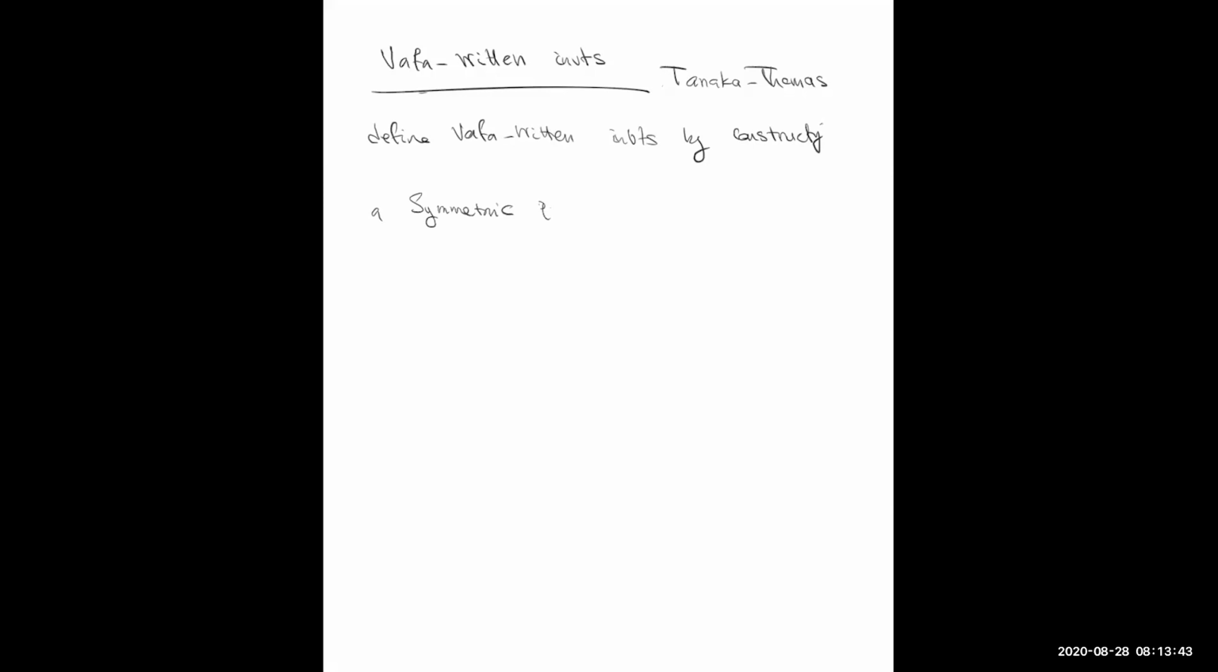Vafa-Witten invariants. I will be brief here. Tanaka and Thomas are the people who define these things mathematically. Tanaka-Thomas define Vafa-Witten invariants by constructing a symmetric perfect obstruction theory.